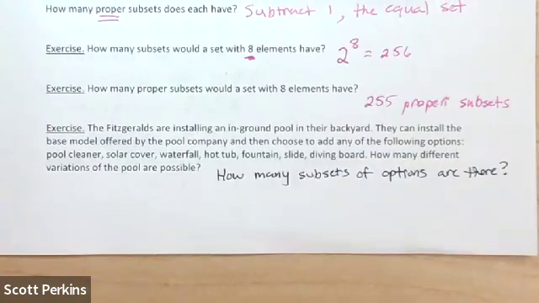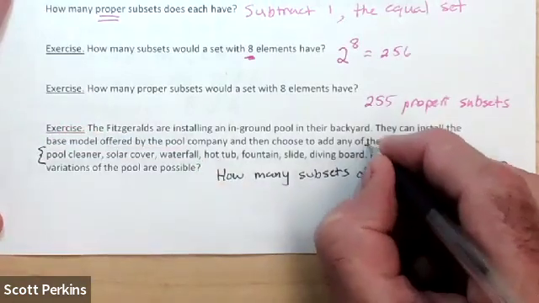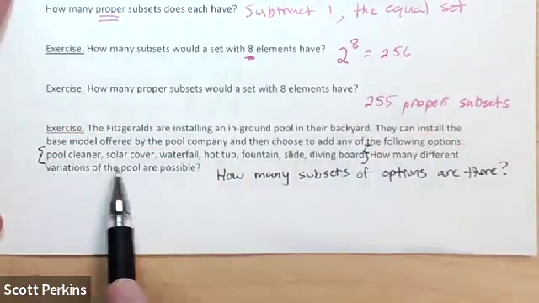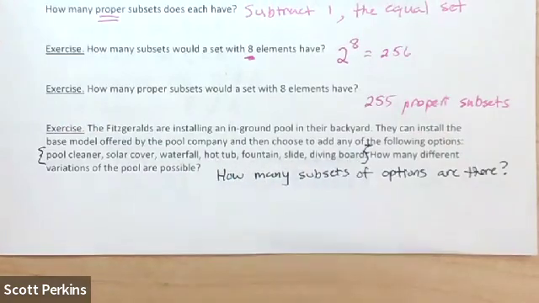So what this means is, here are my options. I'm just going to throw some set braces around the options so that we see what the sets are right there: the pool cleaner, the solar cover, the waterfall, the hot tub, the fountain, the slide, the diving board. That's the question I'm going to answer for you right now. That is a beautiful question.